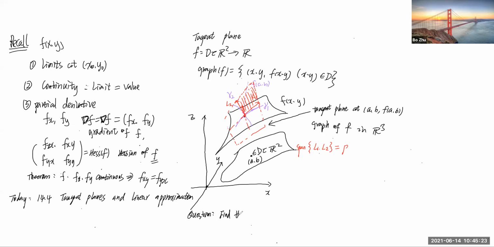Now our question is: find the equation of the tangent plane at the point (a, b, f(a,b)). Okay, that's our question. So there are many ways to understand this. You may say the tangent plane is a plane. If you want to know the tangent plane, you have to know one point and also find the normal vector, right?